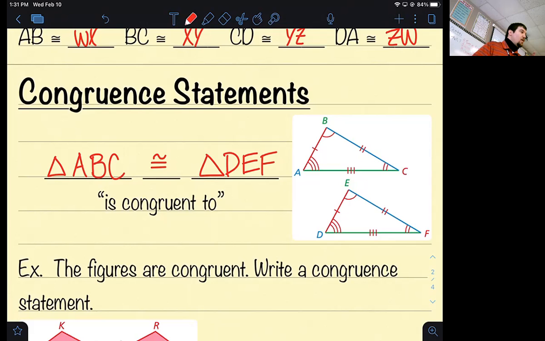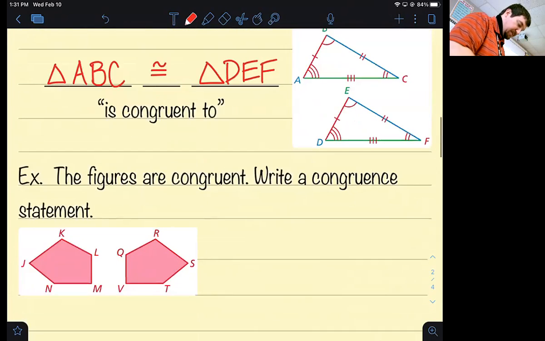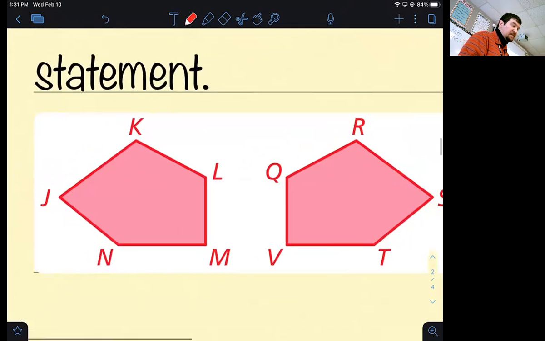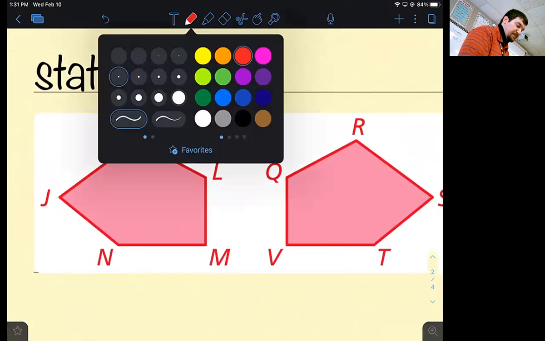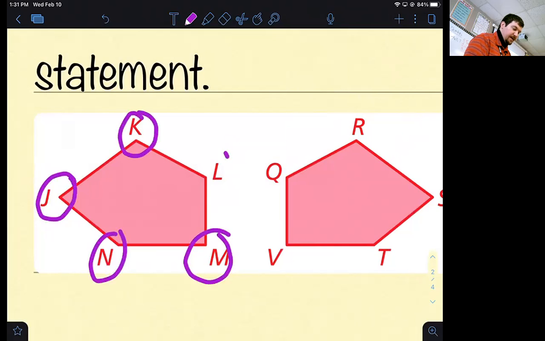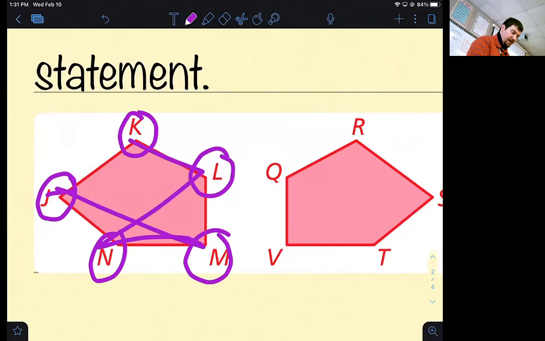Okay? Now, when we look at other shapes like this one here, there is actually a rule. Once you pick a point, you don't have to go clockwise or counterclockwise. You can decide which way you want to go, but you can't skip around. If I'm going to write a congruent statement for this pentagon, how many sides does the pentagon have? 5. I can't say that this is pentagon J, M, N, K, L. I can't jump around and do whatever.